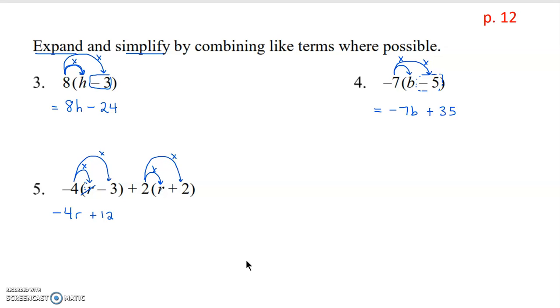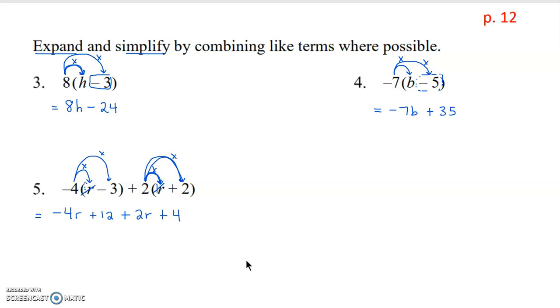In our next one, we take 2 times r, that's a positive 1. So that's going to end up with a positive 2r. And then lastly, 2 times 2. It's going to be 2 times positive 2. That's going to be a positive 4. Now when we look at this one, it looks lots longer than the other 2, right? Because we had to distribute twice.